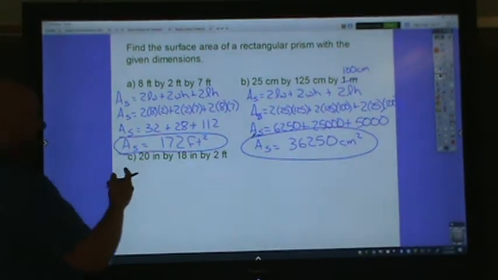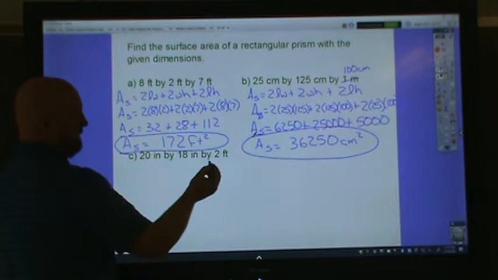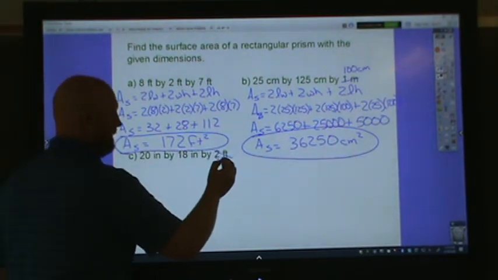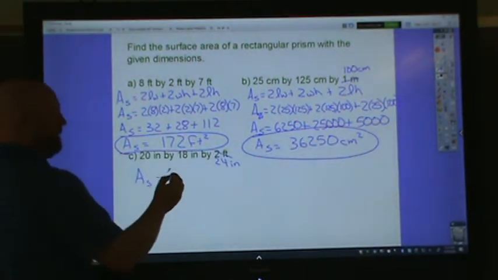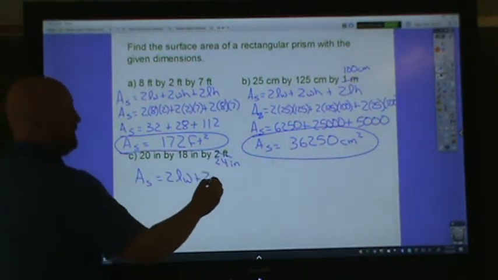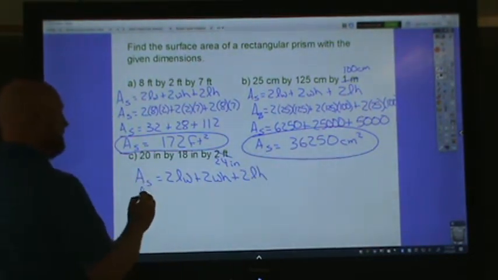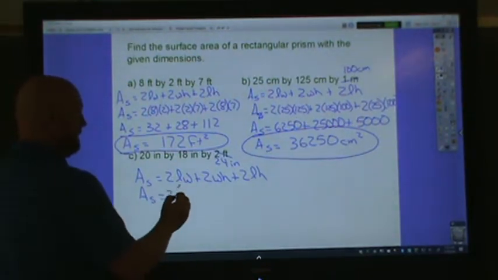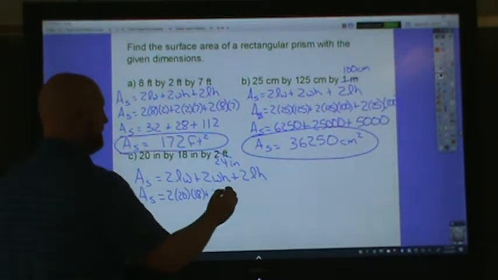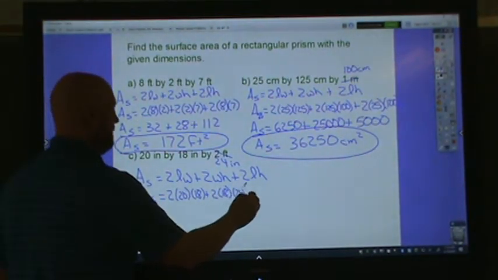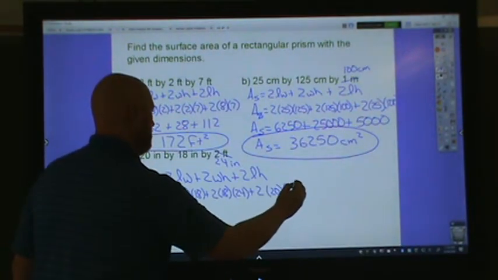On part C, we have inches, inches, and feet. So again, I'm going to convert my feet to inches because I already have 2 in inches. So 2 feet is 24 inches. My surface area formula hasn't changed. It's twice the length times the width, plus twice the width times the height, plus twice the length times the height. So I'm going to have surface area equals 2 times 20 times 18, plus 2 times 18 times 24, plus 2 times 20 times 24.